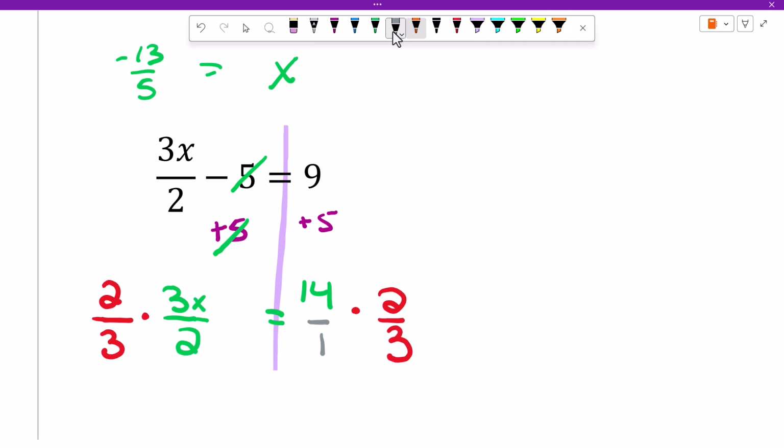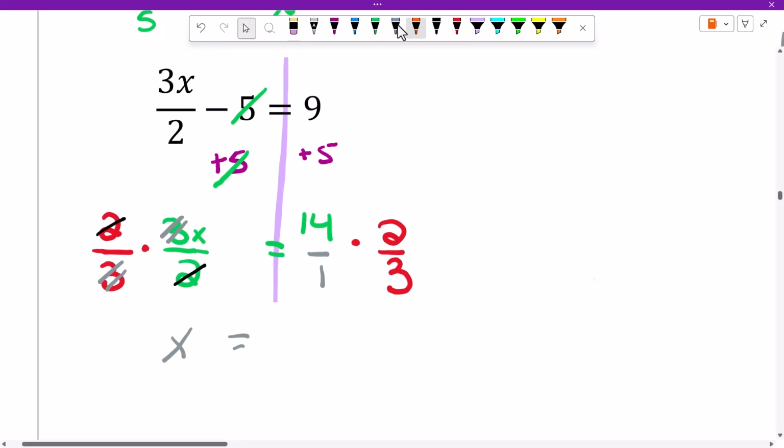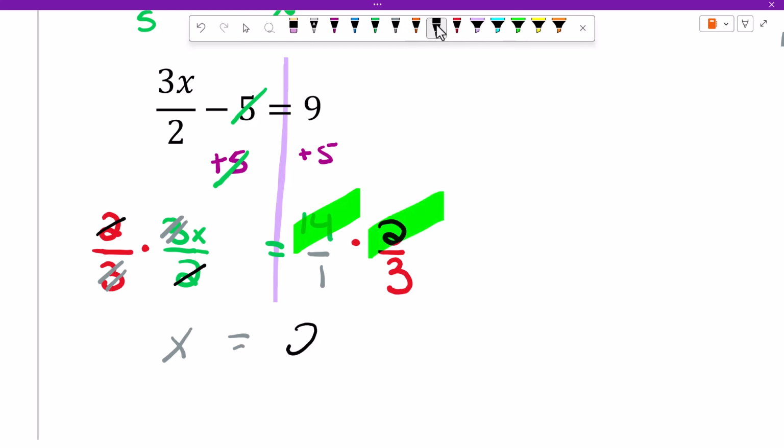All right. So you go 2 on the top, cancels a 2 on the bottom. A 3 on the top cancels a 3 on the bottom. You're left with just the x on the other side. Right? Rules for multiplying fractions. Multiply the tops together. 14 times 2 gives us 28. 1 times 3 gives us 3. And that's it.